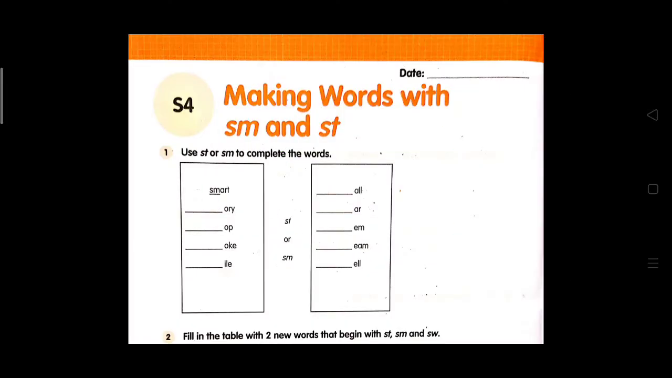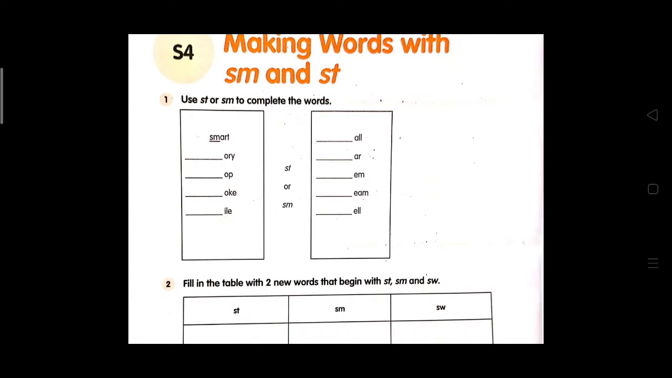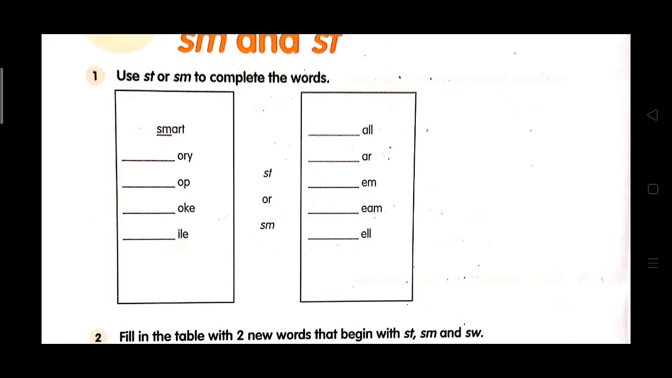Yes students, now open your workbook, page number 24, S4, making words with SM and ST. What is given in first question? Use ST or SM to complete the words. Here two tables are given in two boxes. Blanks are given and in the center of these boxes ST or SM blends are given. By using these blends you will fill these blanks. Like in first box, first is smart is given and then blank ORY.